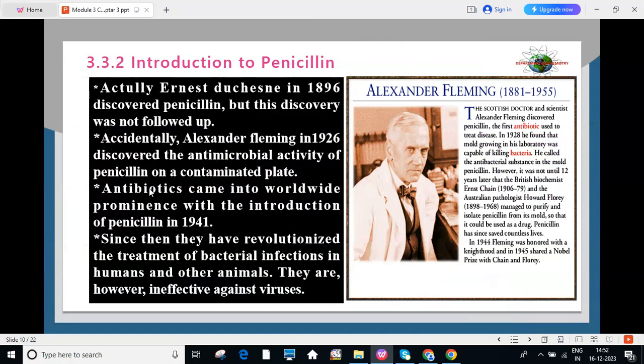Since then, they have revolutionized the treatment of bacterial infections in humans and other animals. They are, however, not effective against viruses. This is Alexander Fleming.